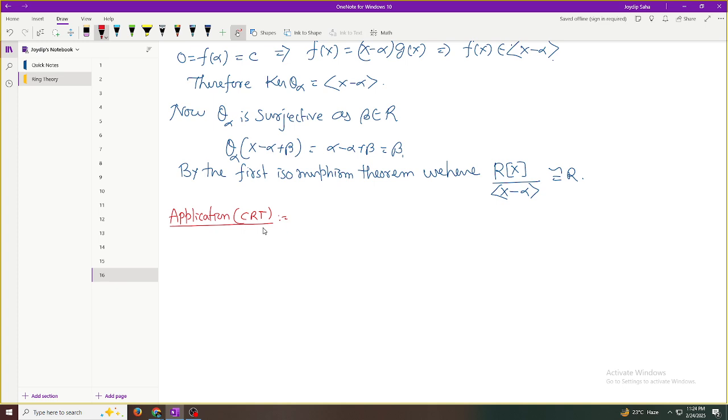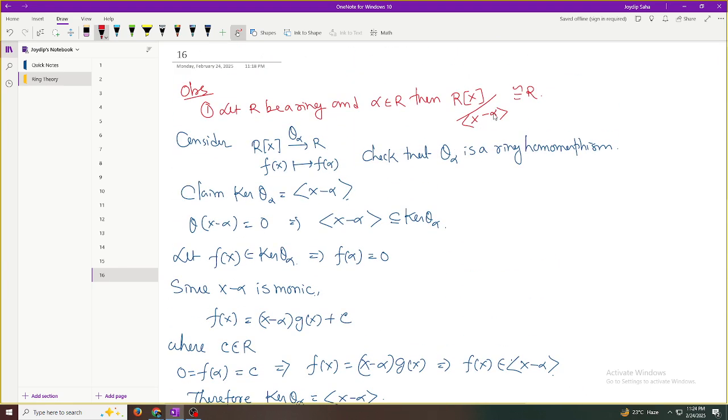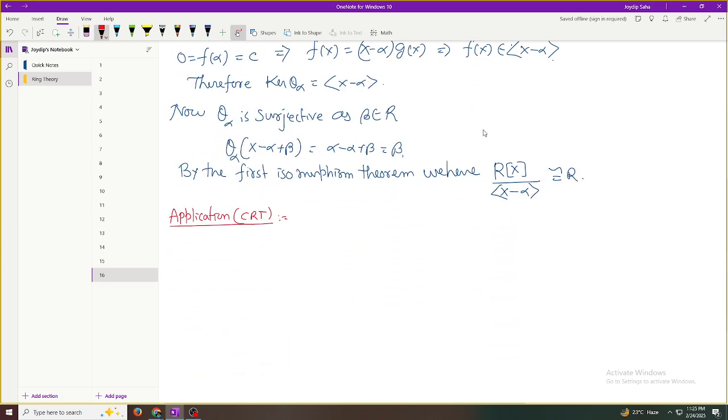Sir, this result is true for any irreducible polynomial? No, only for monic polynomial, only for linear. Linear polynomial with monic coefficient, one cannot coefficient. Say Zx quotient 2x minus 1 isomorphic to Z. This is not monic. Okay.